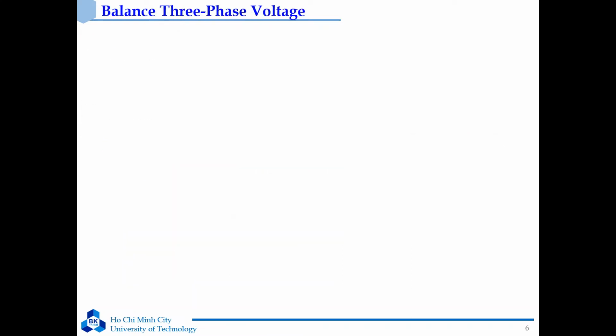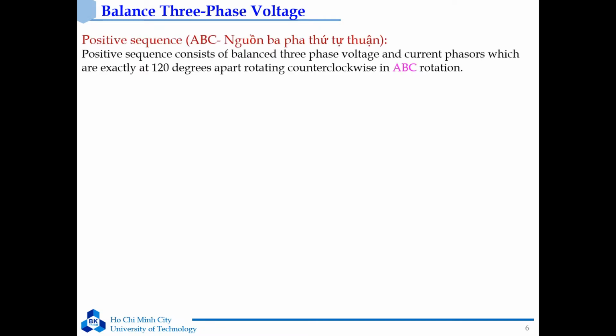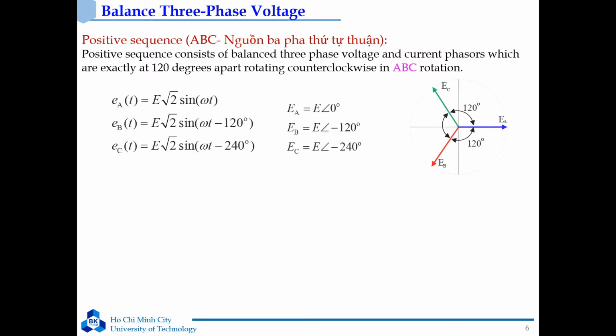Now we will discuss the second component. Let's denote ABC as the three phases of the three-phase power system, and we have the positive sequence. The positive sequence consists of balanced three-phase voltage and current phasors, which are exactly 120 degrees apart, rotating counterclockwise in the ABC rotation. You can see in the figure.